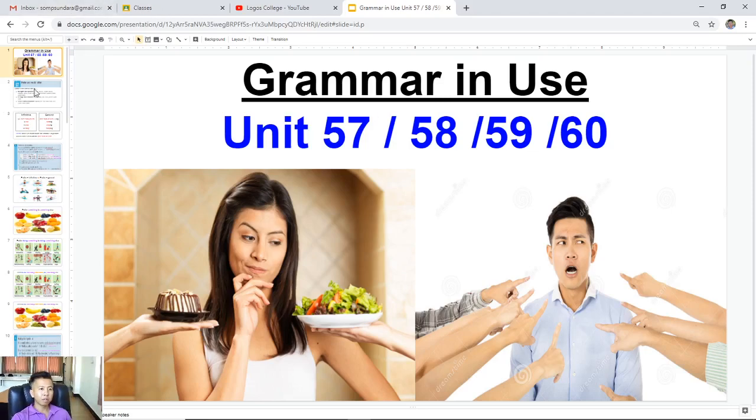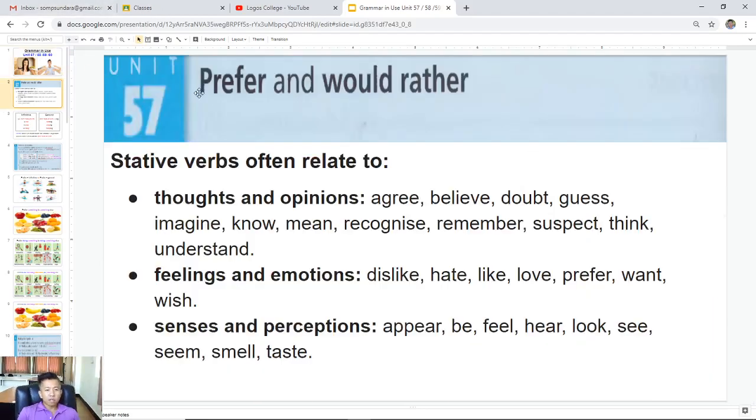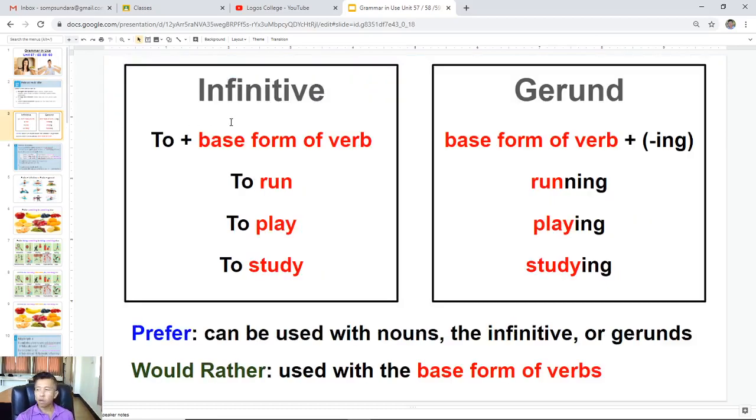Quick reminder about some things. Unit 57 is about prefer and would rather. It's where you make a choice, something you would rather do or would prefer to do. Okay? And there are some small differences. The biggest thing I want you to remember is the infinitive is to plus the base form of the verb, and the gerund is the base form of the verb plus ing. Okay?